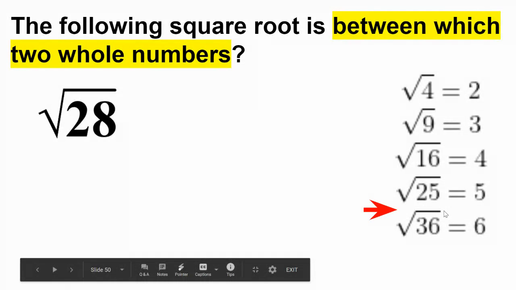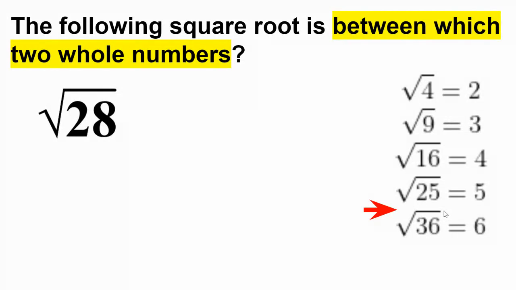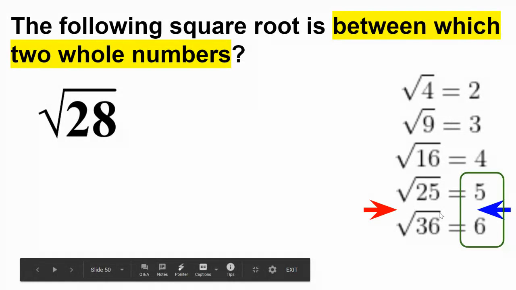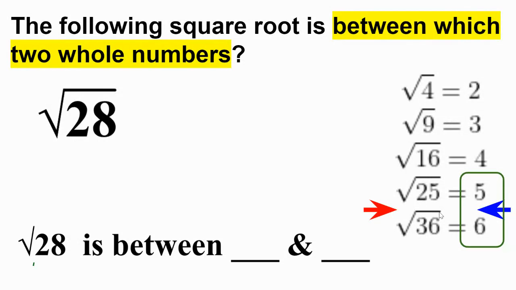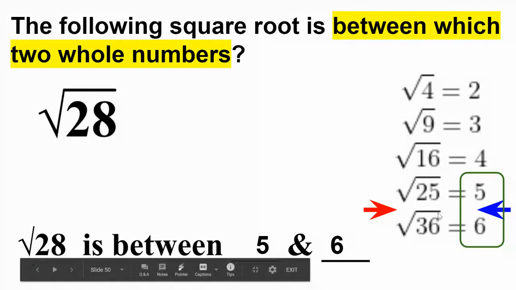Square root of 28 falls right there between square root of 25 and square root of 36. Well, that means very simply that if we follow that line over, it's going to be between 5 and 6. So all we have to do is realize it's right there between 5 and 6, and that is our answer. We just say square root of 28 is between 5 and 6. And that's all we have to do.